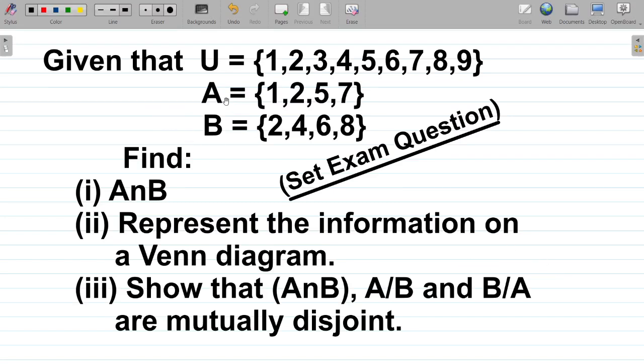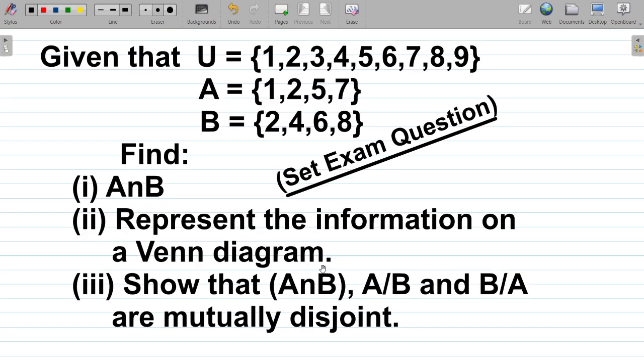Let's look at the solution to this set exam question. The question says, given that U, the universal set, is equal to 1, 2, 3, 4, 5, 6, 7, 8, 9, set A is equal to 1, 2, 5, 7, and set B is equal to 2, 4, 6, 8. The first thing says find number 1, A intersection B. All right, let's get this done.